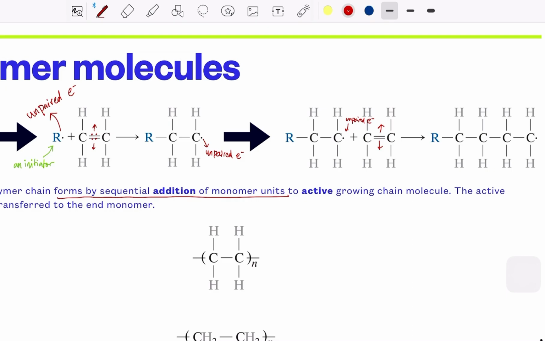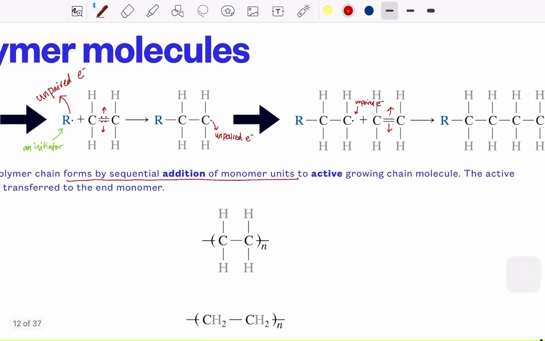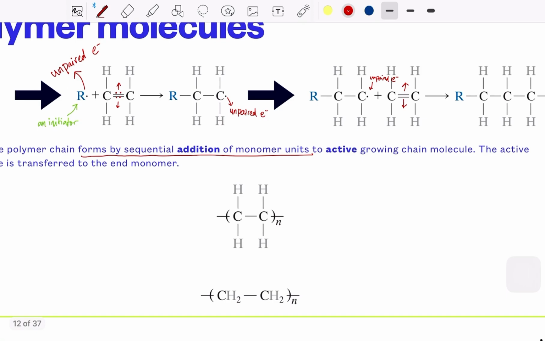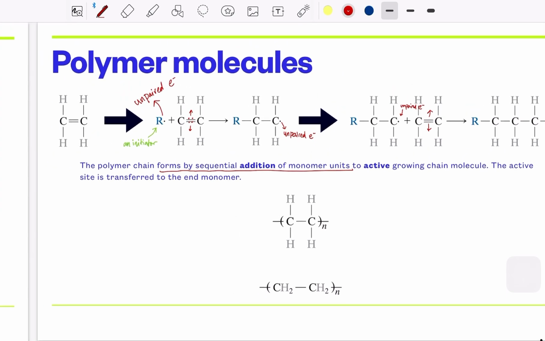We need to terminate the reactions. There will be a termination, but I think we will discuss it later. But this is to show you one of the simple polymerizations, and we call it the addition. Usually we can write this, or simply like CH2, and then n. This is polyethylene.